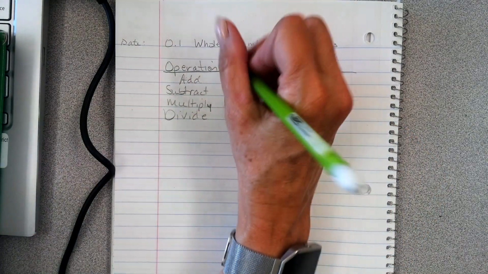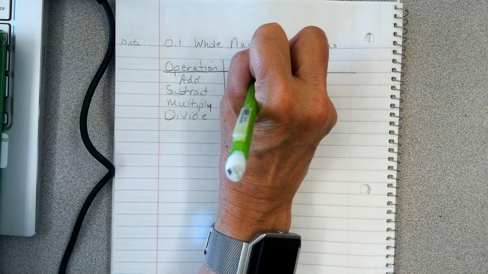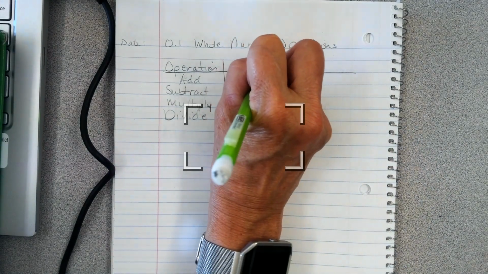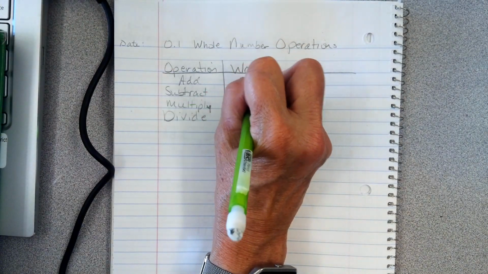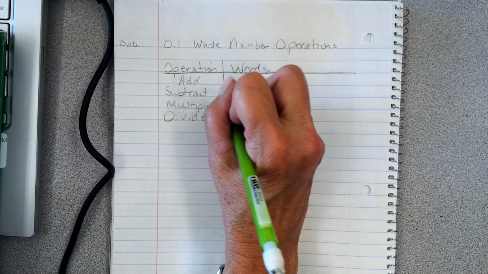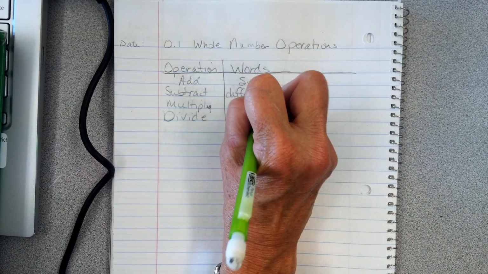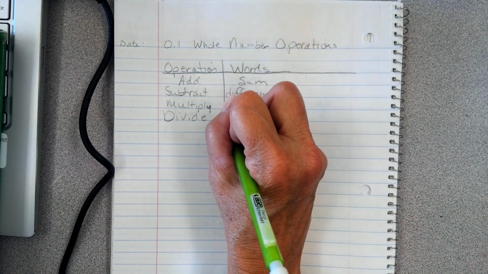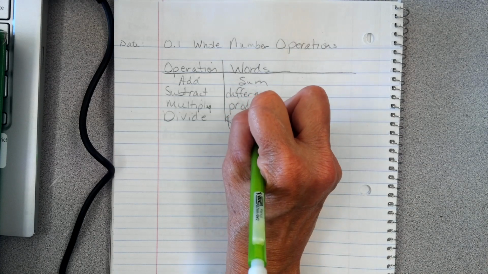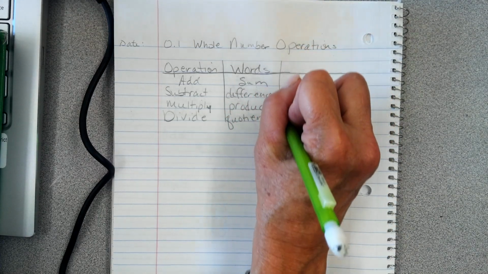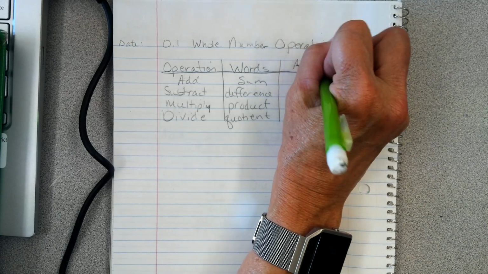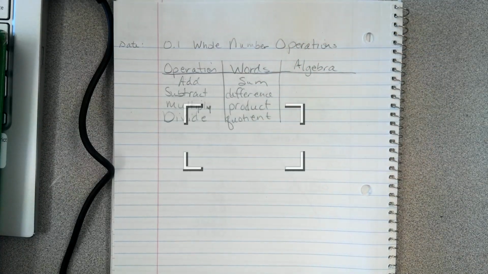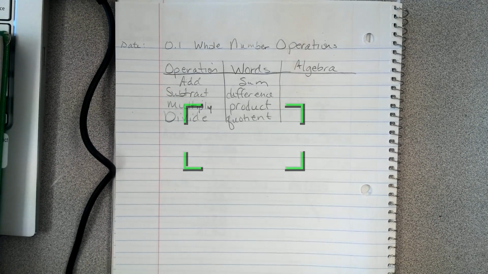The words that we use when we add together two numbers: the answer would be a sum. When we subtract, we get a difference. When we multiply, we get a product. And when we divide, we get a quotient. The last thing we're going to put in here is a column for the algebra, because this year you will see algebraic notation more than ever.